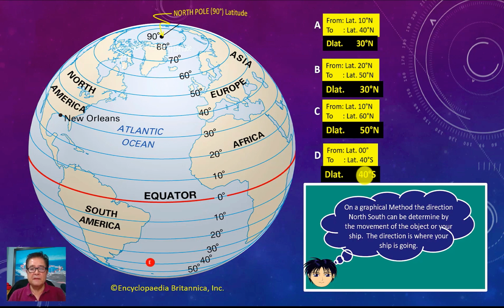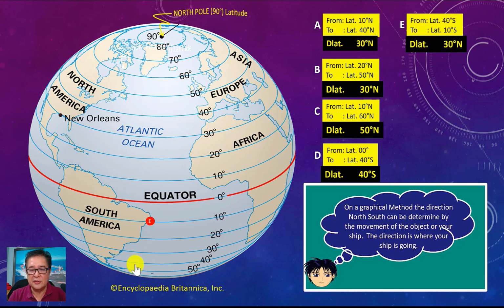Ship E. E is on 40 degrees south. It is going north, up to 10 degrees south. So, very different. From 40 going to 10. Difference 10, 20, 30 degrees going north.